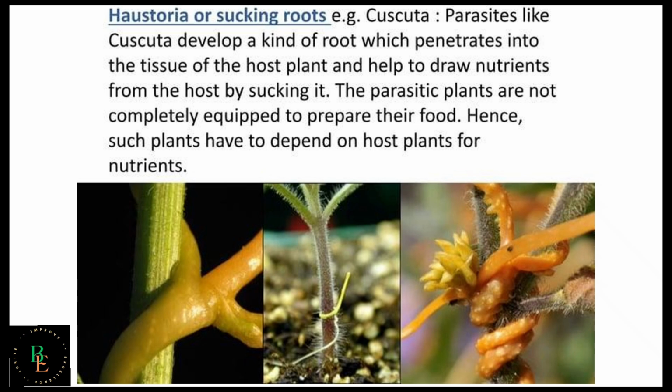Now we discuss haustoria or sucking roots, which are found in Cuscuta plants. This is also called a parasitic plant. These parasites like Cuscuta develop a kind of root which penetrates into the tissue of the host plant and helps to draw nutrition from the host by sucking it. The parasitic plants are not completely equipped to prepare their food. Hence, such plants have to depend on host plants for nutrients.